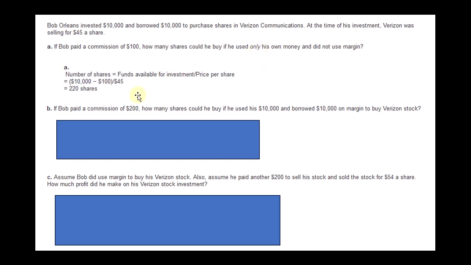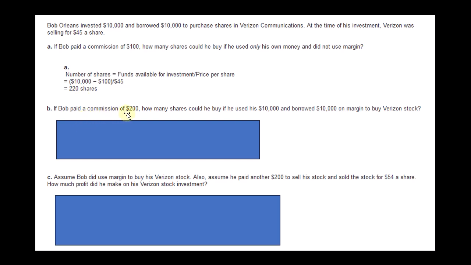So here's what you need to do. They're asking you how many shares could he buy. To calculate the number of shares, you take the funds available for investment and divide it by the price per share. So he invested $10,000 of his own money. He has to pay $100, so subtract 100 from the $10,000, divide that by $45, and that's the number of shares he could buy.